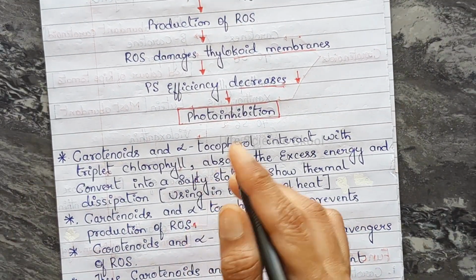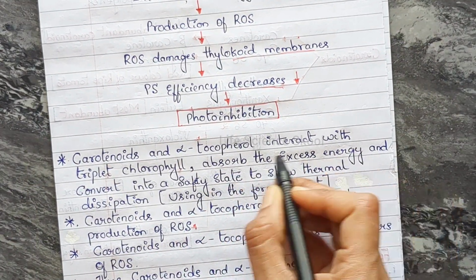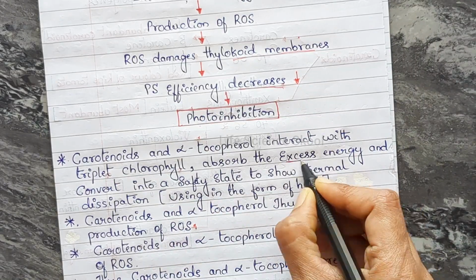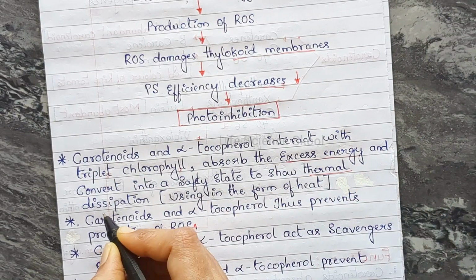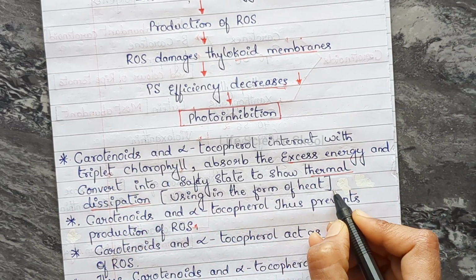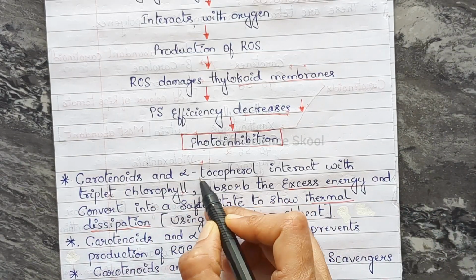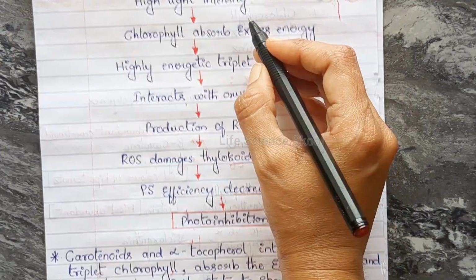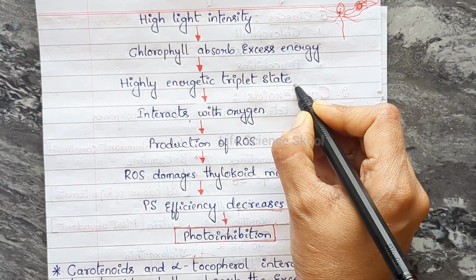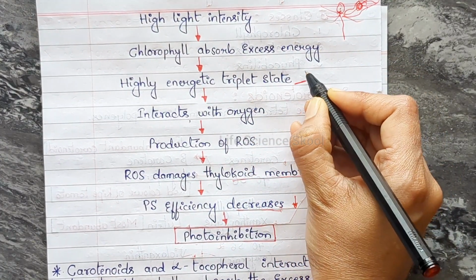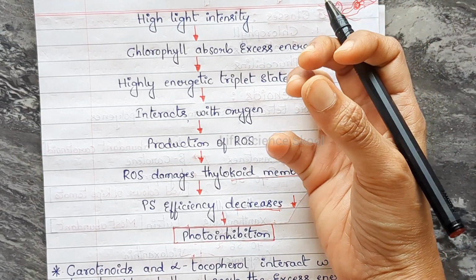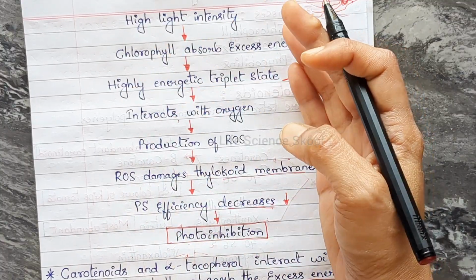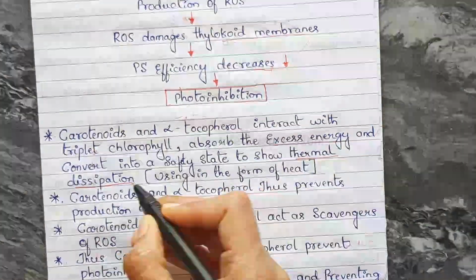Next point, carotenoids and alpha tocopherol interact with the triplet chlorophyll, absorb the excess energy and convert it into a safe state to show thermal dissipation in the form of heat. Carotenoids, along with the alpha tocopherols, are going to interact with this triplet state of the chlorophyll, and here they are going to absorb the excess energy. Then they are going to transfer that energy to a safe state known as thermal dissipation.